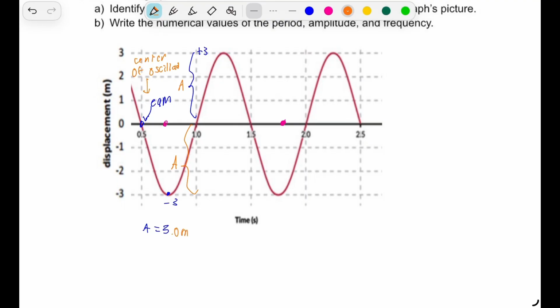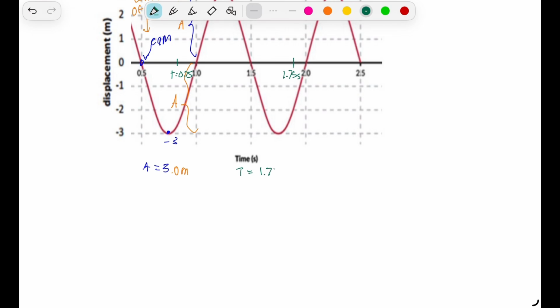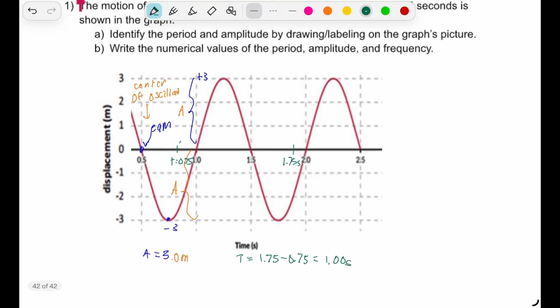Now let's compare from trough to trough. So when you are at a trough, one minimum, it occurs at around t is equal to 0.75, and then our next trough is going to approach at t is equal to 1.75 seconds. So you take the difference of those points, 1.75 minus 0.75, that is equal to 1 second, and you can also see that on the graph. So this is going to be your T.